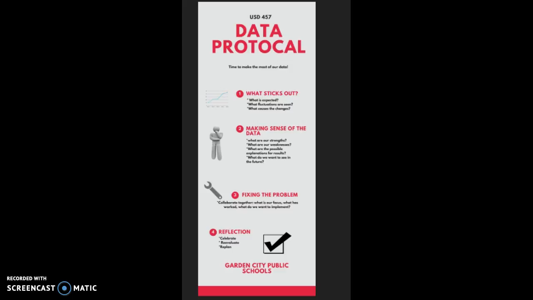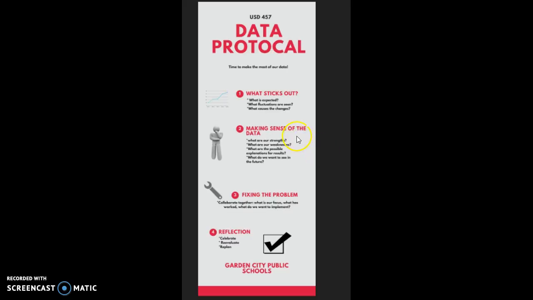What can we expect from what we see? What fluctuates? And what changes? What causes changes? And those are all important when looking at this, because you have to be able to see what you're talking about. You have to know where to go from there.